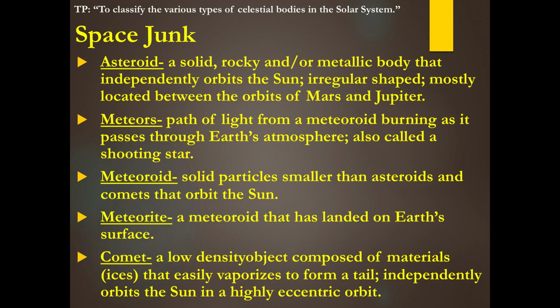And the last thing is a comet, a low-density object composed of materials, ices, that easily vaporizes to form a tail. And it independently orbits the Sun in a highly eccentric orbit. And we mentioned during Kepler that high eccentricities would be very flat, oval-shaped orbits. Low eccentricity orbits are very rounded in shape.